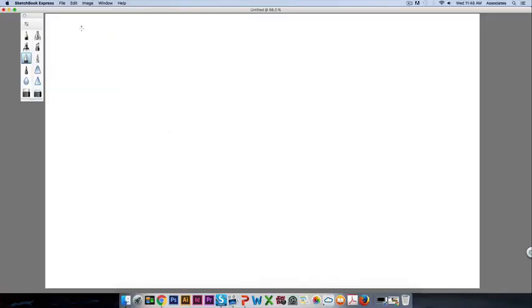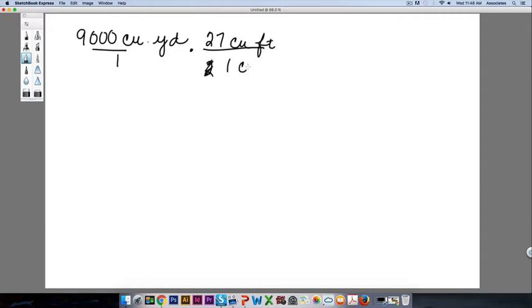All right, we had 9,000 cubic yards. Put that over 1 times 27 cubic feet. Let's get rid of this. Is 1 cubic yard times 6 cubic feet is 1 wheelbarrow full. Wow, that's a lot of wheelbarrows full. All right, let's see what happens. So let's cancel out. Cubic yards cancel with cubic yards. Cubic feet cancel with cubic feet.